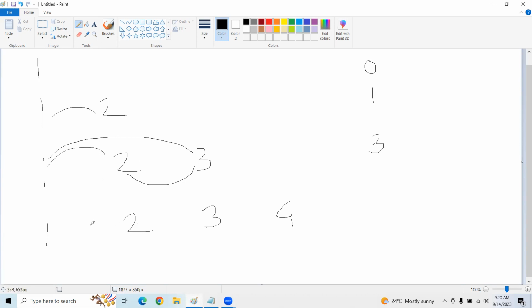Let's check for 4 people. The first person will do a handshake with the second, the first with the third, and the first with the fourth. So at this moment the first person will do 3 handshakes. Now the second person will do a handshake with the third and with the fourth. We don't need to count second to first because that handshake has already been done, and we cannot count them 2 times. So 3 plus 2, at the moment we are done with 5 handshakes.